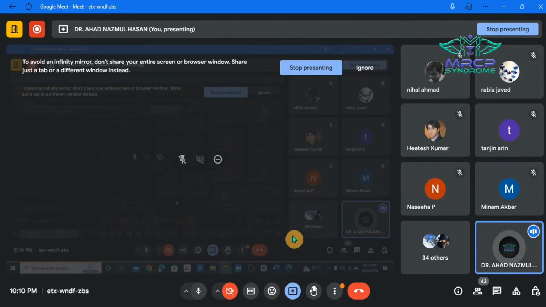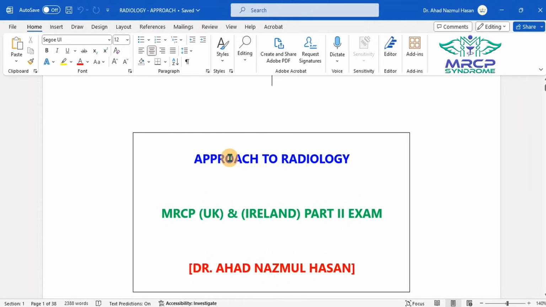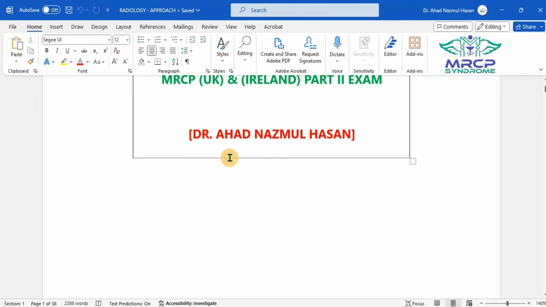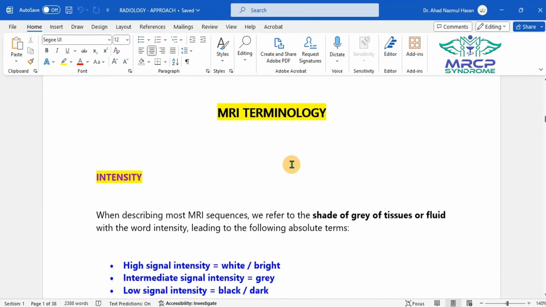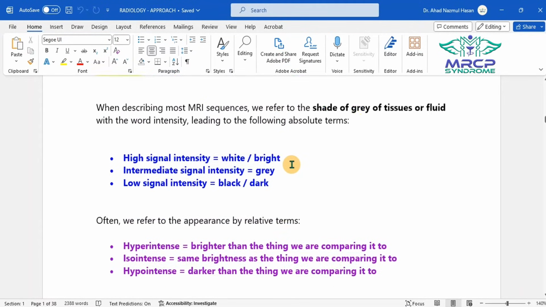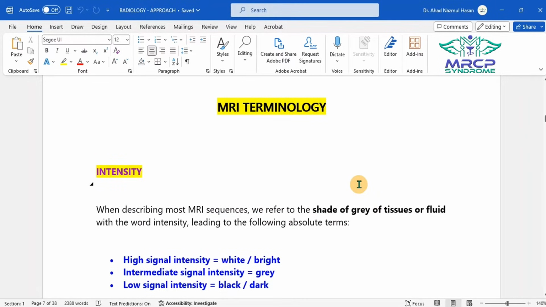Now let me start with the original discussion. I'll be starting with the MRI first. While encountering radiology, we have to use some specific terms, so we'll start with the MRI terminology. Whenever we use MRI terminology, we use the word intensity.